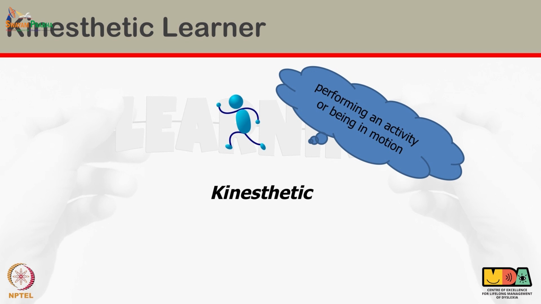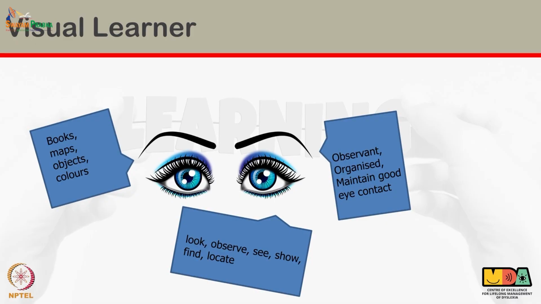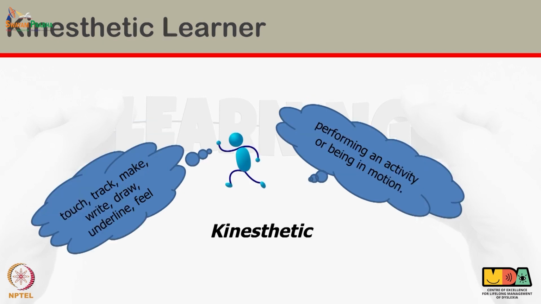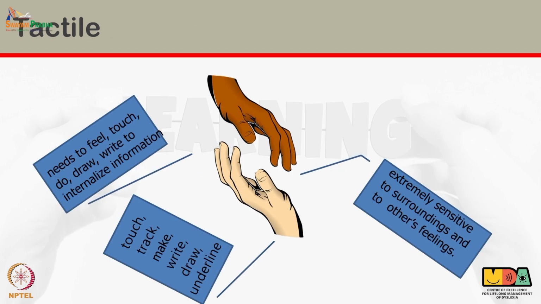It is always prudent to use verbs in our instruction that match a child's learning style. For example, instructions to a visual learner can have verbs like look, see, observe, find and locate to be more effective. For auditory learners, verbs like sing, say, listen, tell, speak will be more effective. For kinesthetic learners, verbs like run, play, jump, do will be more effective with them. For tactile learners, verbs like touch, track, make, draw, write, underline will be well received.